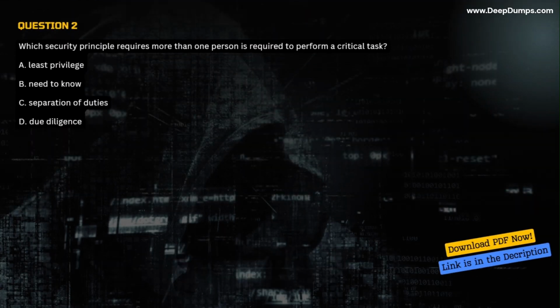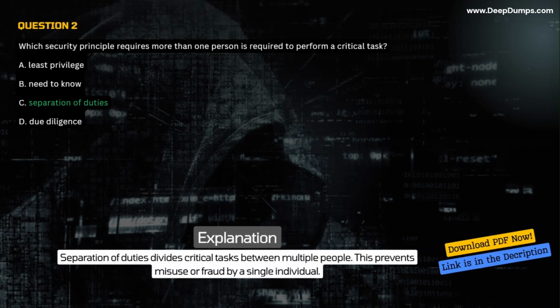Question 2. Which security principle requires more than one person to perform a critical task? A. Least privilege. B. Need to know. C. Separation of duties. D. Due diligence. Correct answer C. Separation of duties. Explanation. Separation of duties divides critical tasks between multiple people. This prevents misuse or fraud by a single individual.